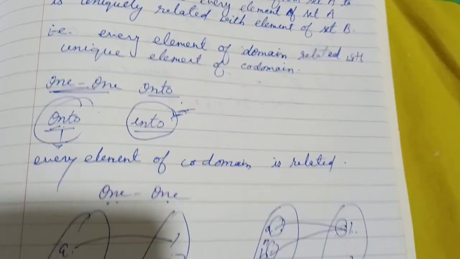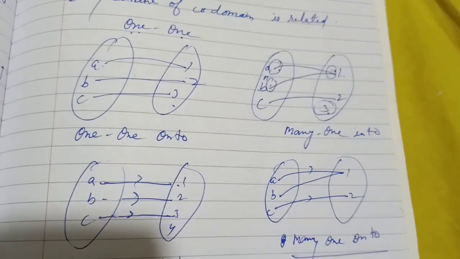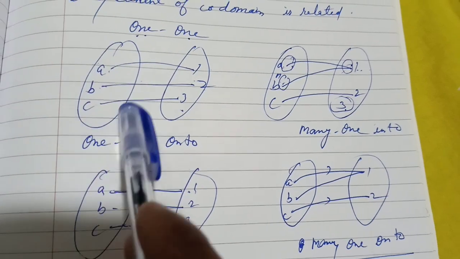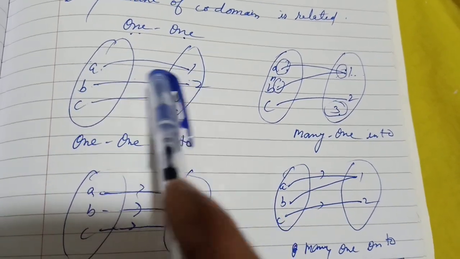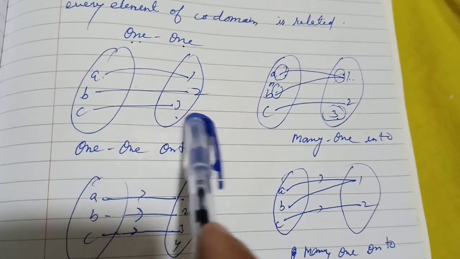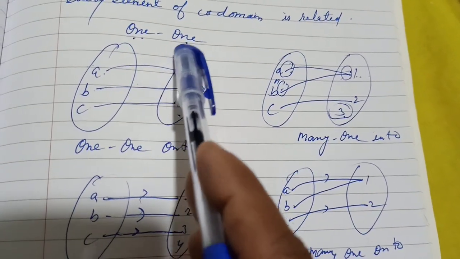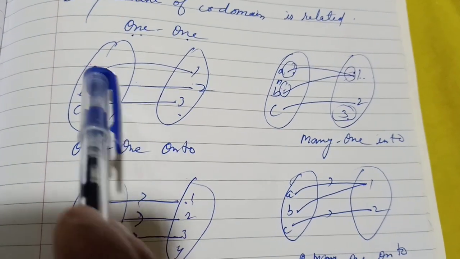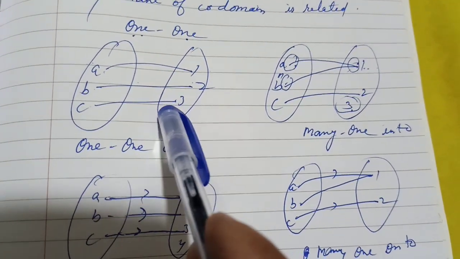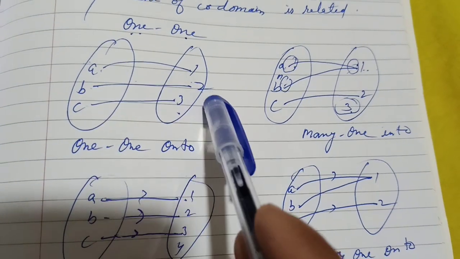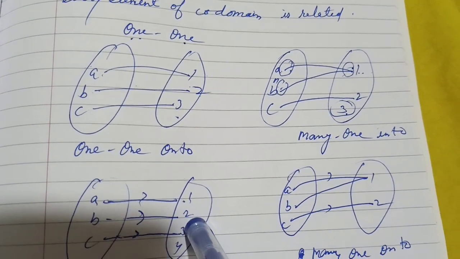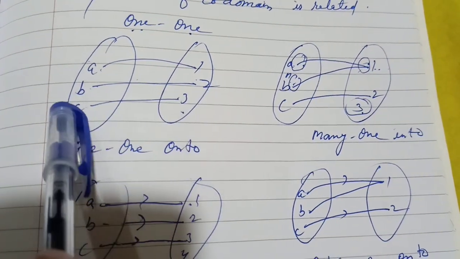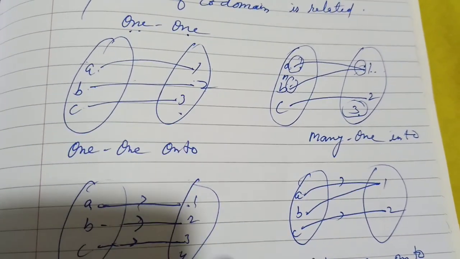So see the pictorial form. Every element of the domain is related with some element of the codomain. Here each element of the domain is related with each element of the codomain, so no element is vacant, therefore it is an onto function. Which type of onto? A single element is related to a single element, therefore it is called a one-one onto function.